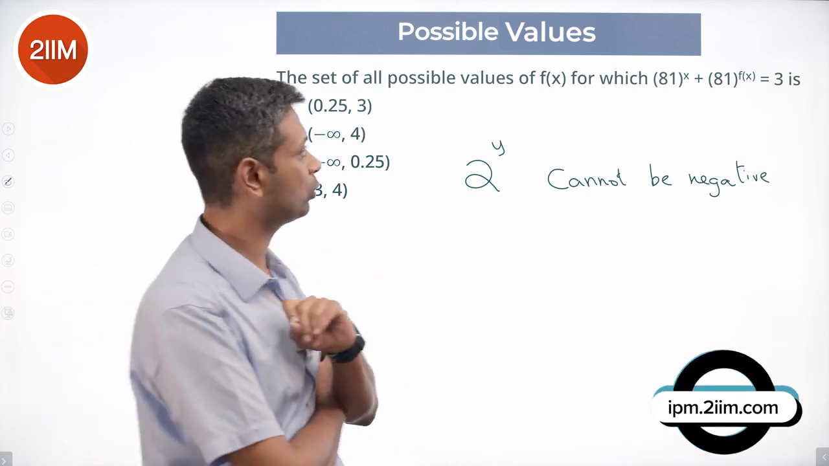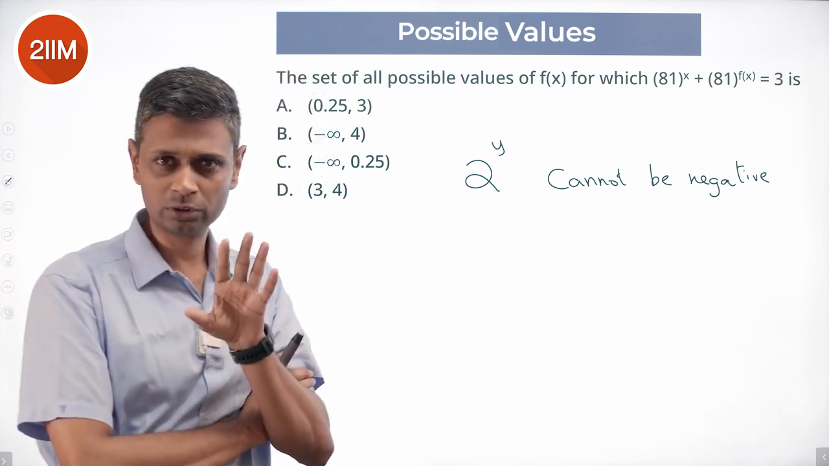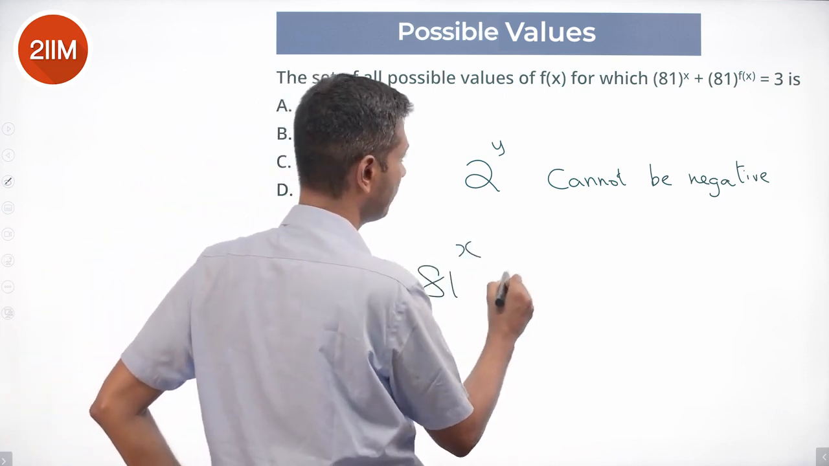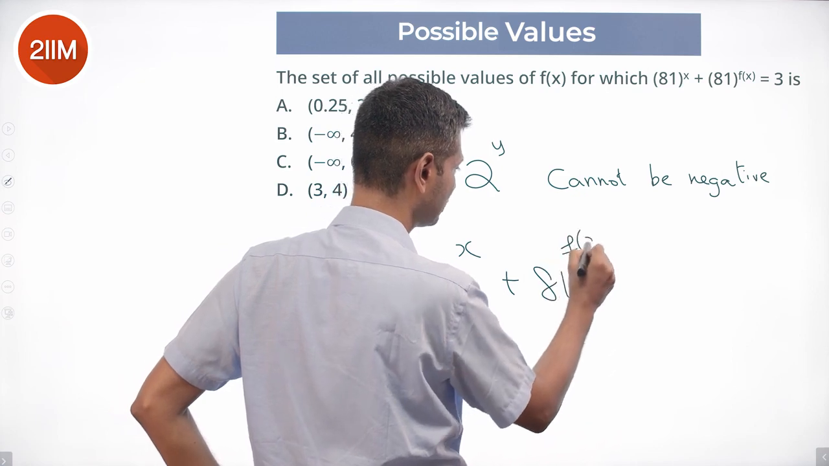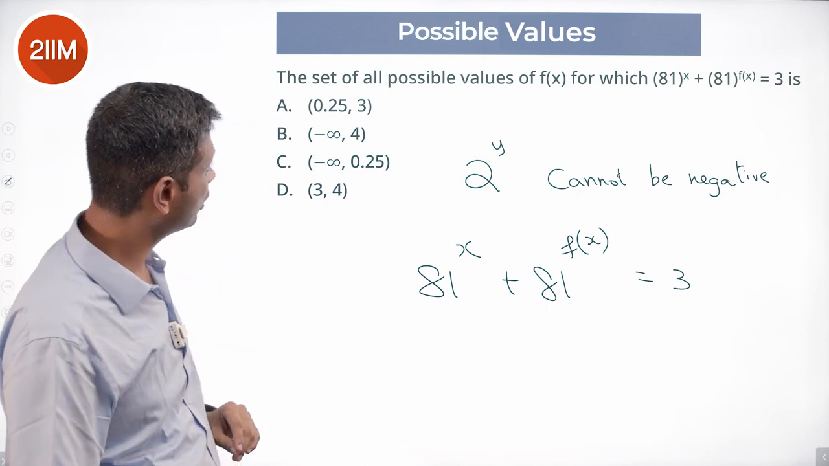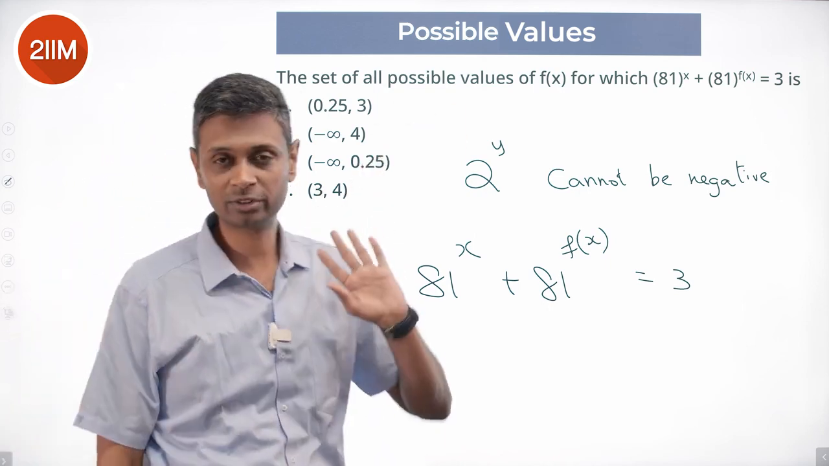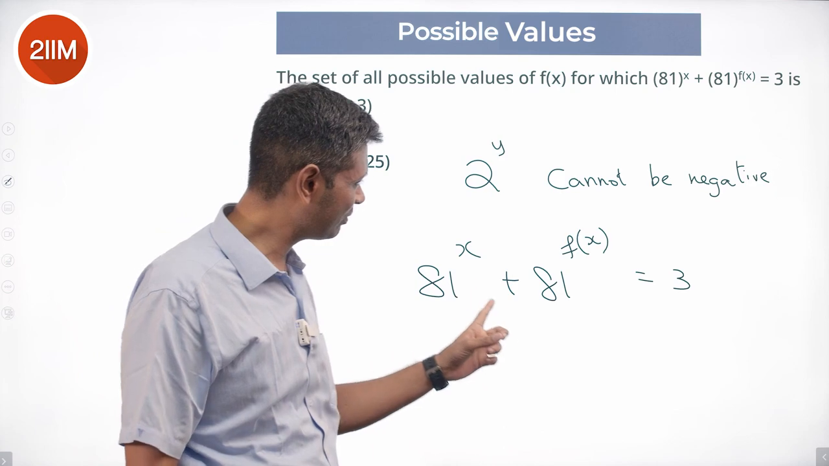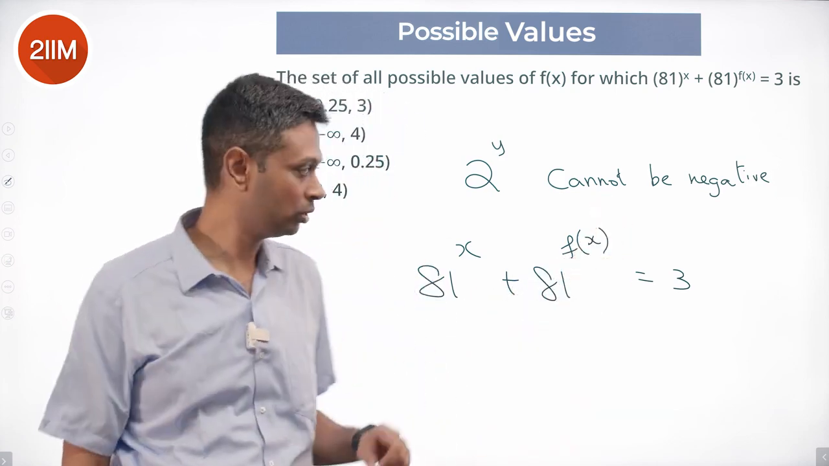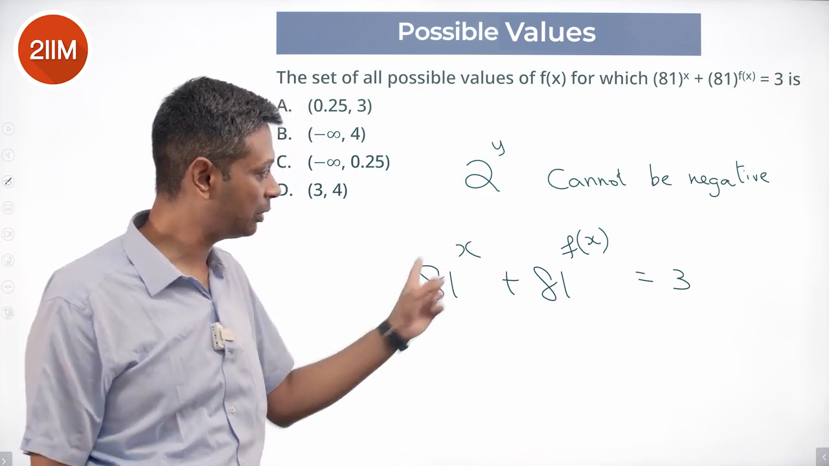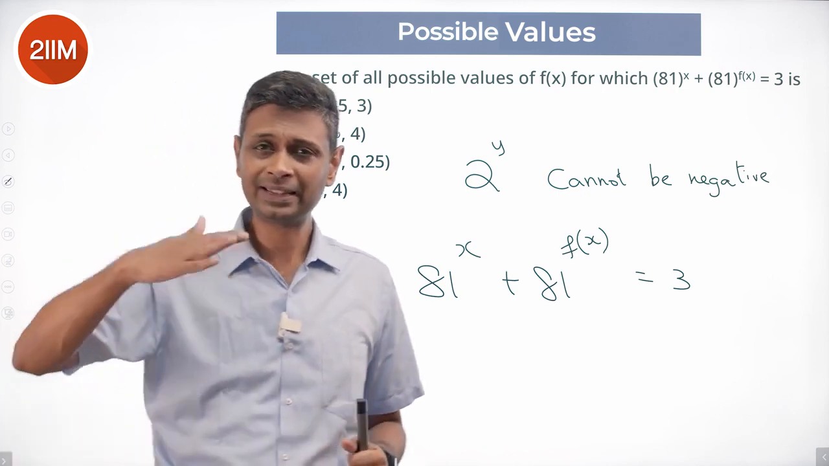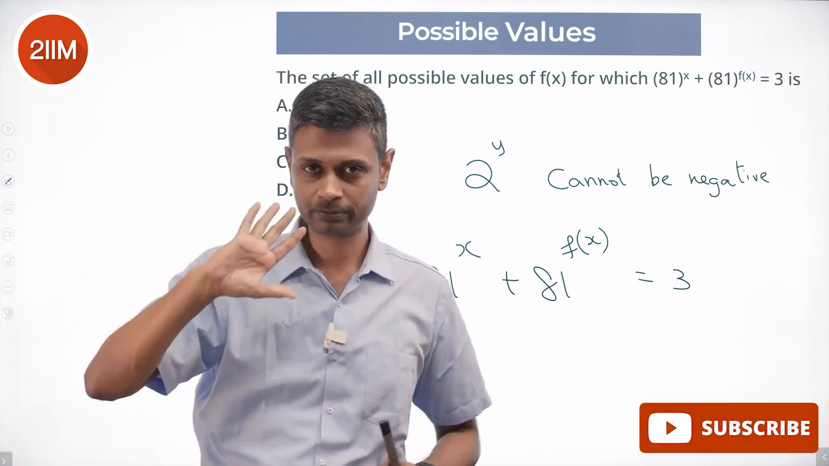Super important idea. Right? So, this question, therefore, it's a wonderful question. It says 81 power x plus 81 power f of x equal to 3. Nice. We want to find the set of all possible values of f of x for this. Right? So, first of all, if this went to 0, assuming it can go to 0, 81 power x equals 3. 3 power 4 is 81. X can be 0.25. X cannot be more than 0.25.